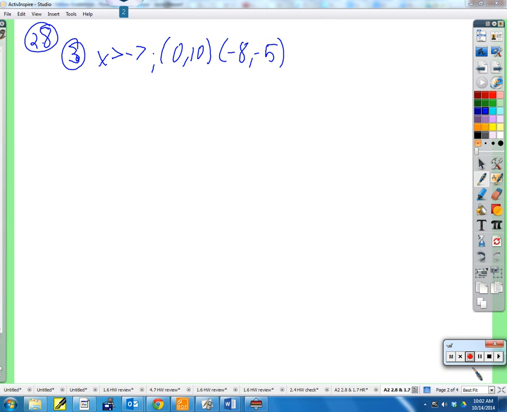Here we go. So what they're doing here, they're basically asking us the same question twice. They're asking a question about this, what do they call it? They're asking if this pair is a solution, and then they're asking, is this pair a solution? Right? Okay.